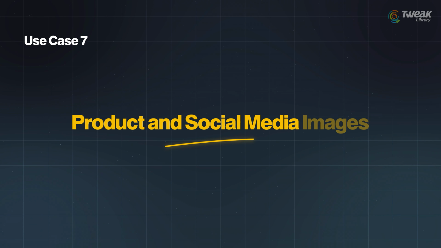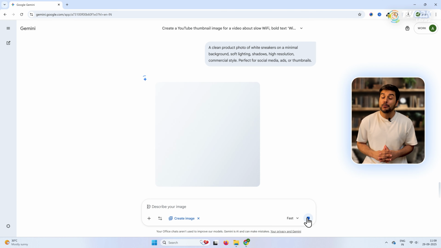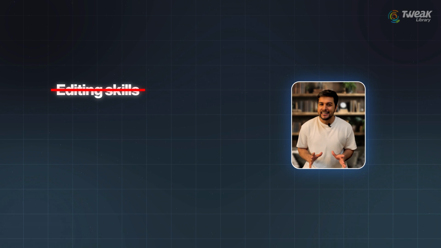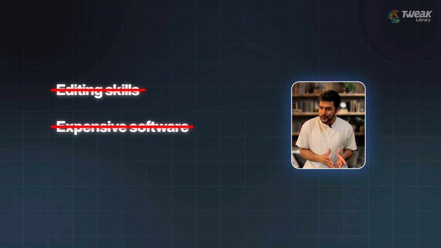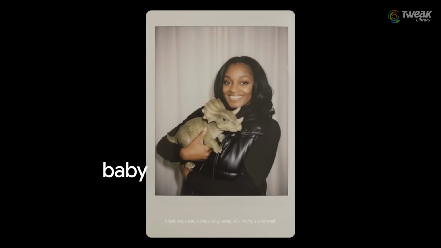Use case number 7. Product and social media images. You can even create product images. For example, a clean product photo of white sneakers on a minimal background, soft lighting, shadows, high resolution commercial style. Perfect for social media ads or thumbnails. The output is awesome. You don't need to set up and do the product shoot. The best part is you don't need any editing skills. You don't need expensive software. You just need an idea, and Nano Banana turns your idea into an image.